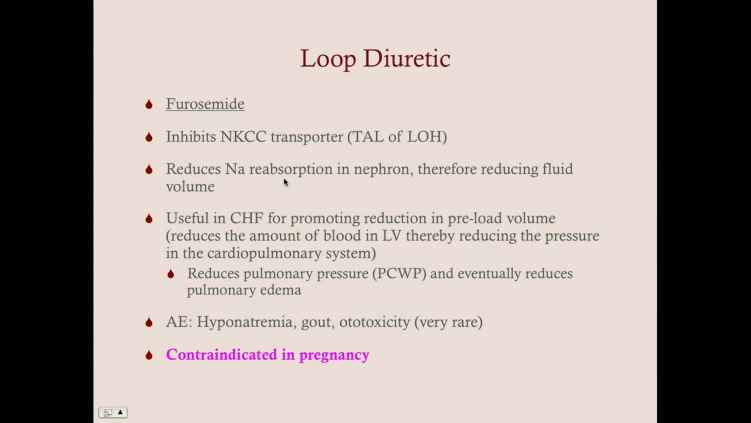we're causing a diuresis. So just like ACE inhibitors, this is useful in congestive heart failure for promoting the reduction in preload volume and thereby reducing the amount of pressure in our cardiopulmonary system. So this will reduce our pulmonary capillary wedge pressure and alleviate our pulmonary edema.